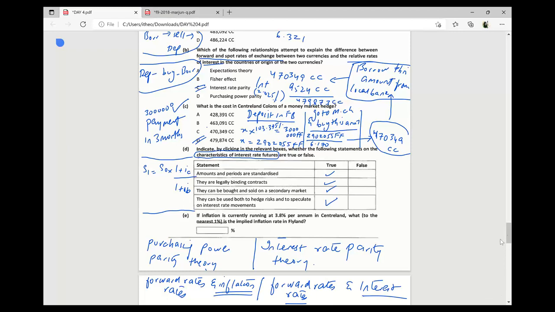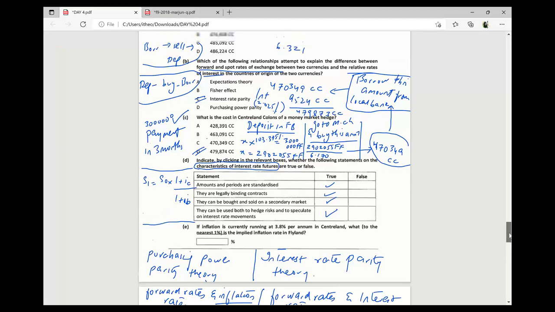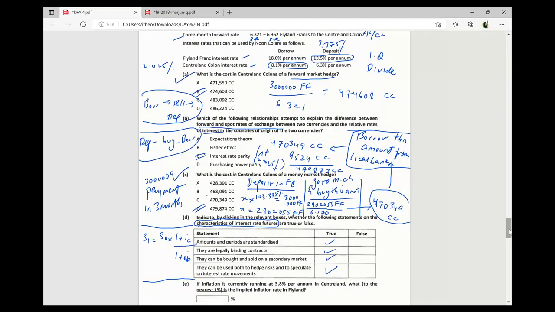Last requirement. This is a very mark-scoring requirement as well. If inflation is currently running at 3.8% per annum in Centreland, what is the inflation rate in Flyland? Now, inflation rates are present in which formula? I just told you, the purchasing power parity formula.